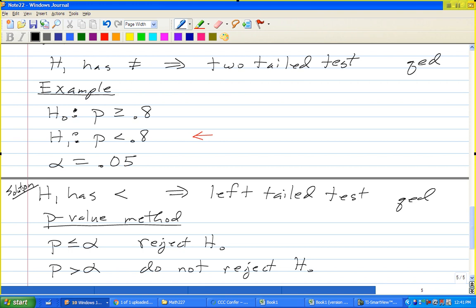If the test statistic is within the rejection region, we reject the null hypothesis. If the test statistic is not in the rejection region, then we do not reject the null hypothesis. Okay.